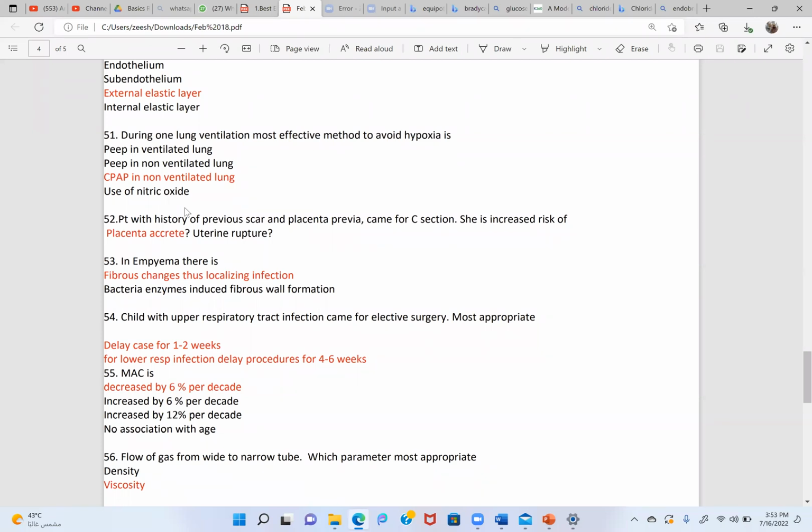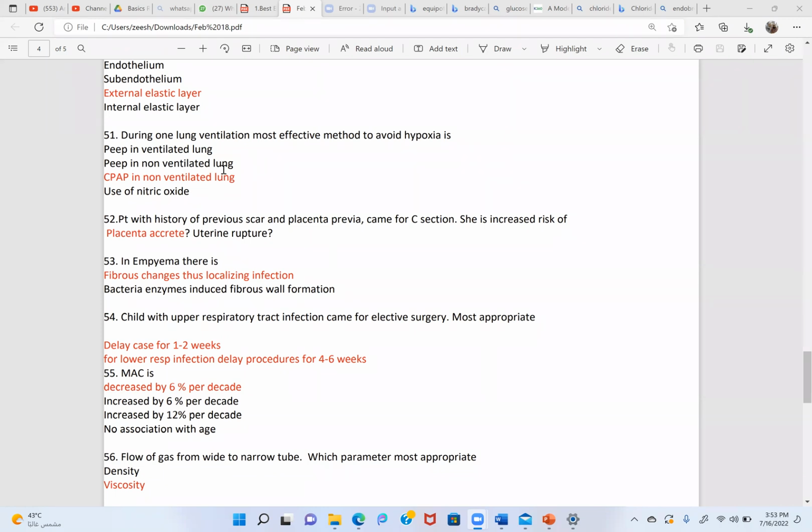So we increase the FiO2. Then check the position of the tube. And later on, after checking the tube, we can give the PEEP to the dependent lung. Actually, in the algorithm you will find that CPAP will be before PEEP. So that is the catch if only these options are there.